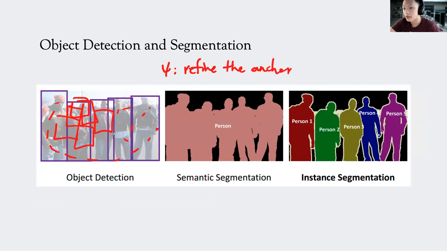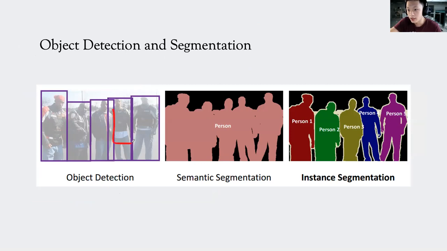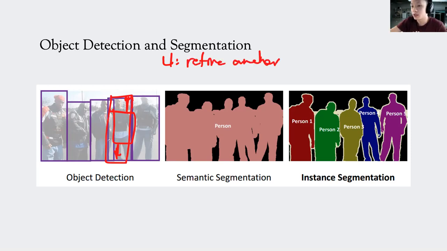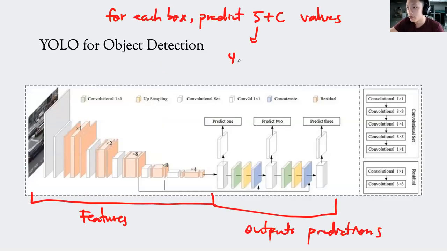So for each anchor, it might try to shift it a little bit to make sure that it fits the object correctly. For example, you might have an anchor that looks like this, but you might want to shift it more laterally, shift it top to bottom, so that the box becomes a little bit better fitting to the person. So these four values are to refine the anchor, but there are a bunch of these anchors literally everywhere. The anchors cover the entire image, and that's why you can think of it as saying, for every single location in the image, try to refine four points to refine the anchor.